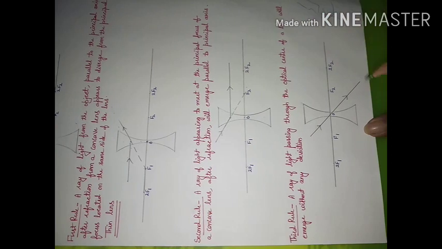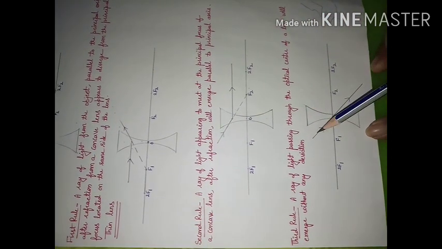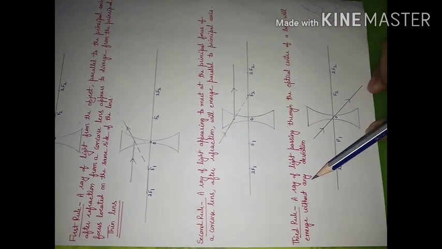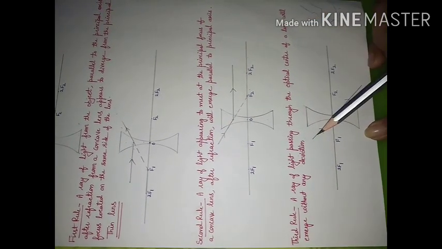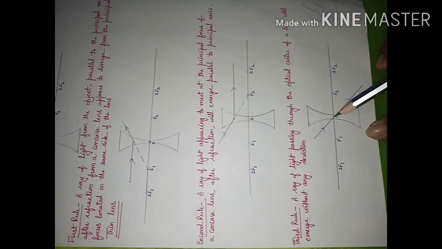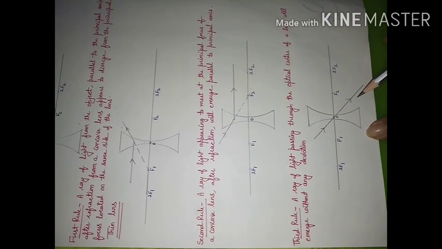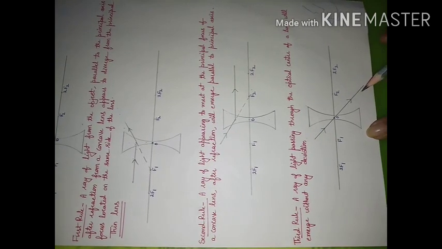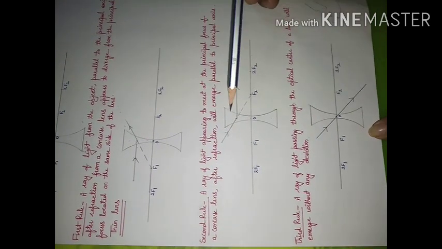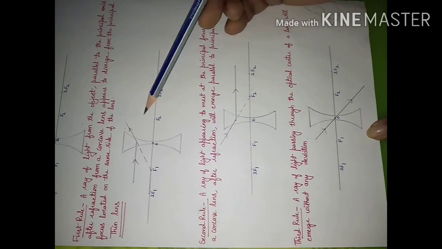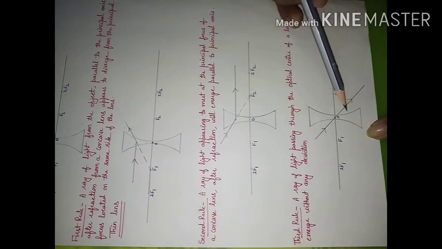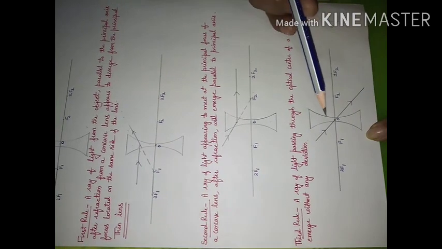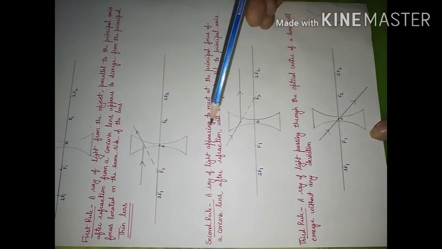Third rule. A ray of light that is passing through optical center of a lens will come out without suffering any deviation. This is ray of light passing through optical center. It will come straight. It will not deviate from its path. And all these rules, first, second, third, we have considered for thin lens. Be careful, keep in your mind that we are going to consider thin concave lens here.